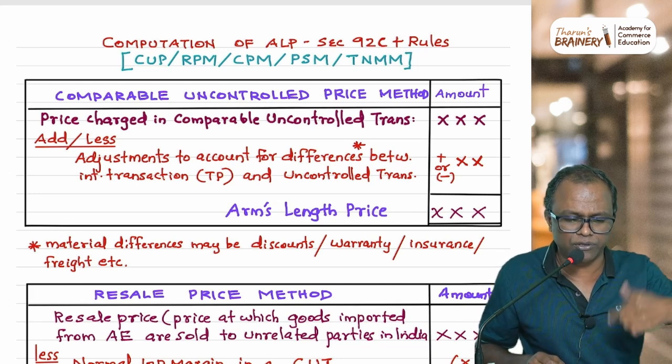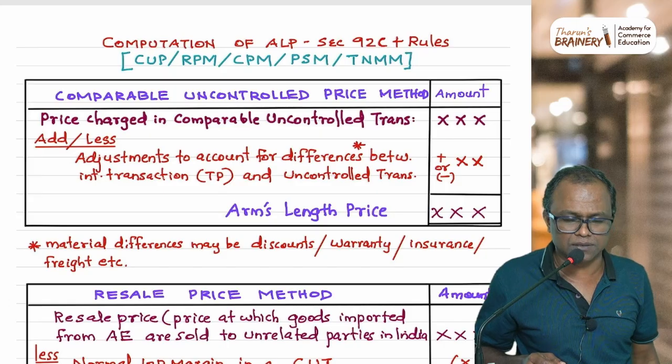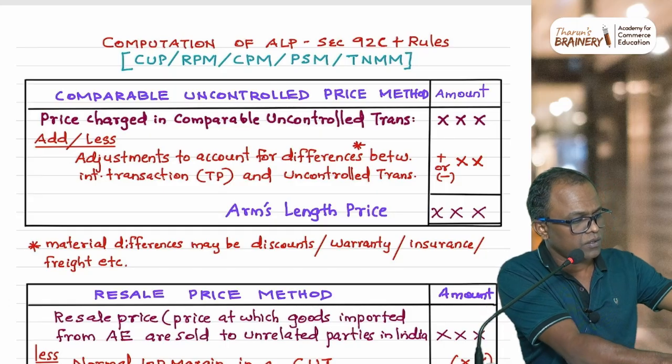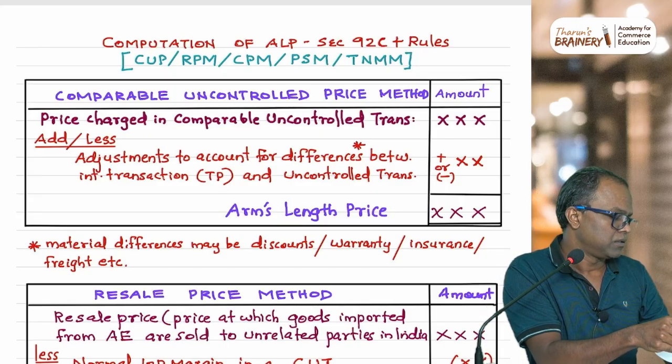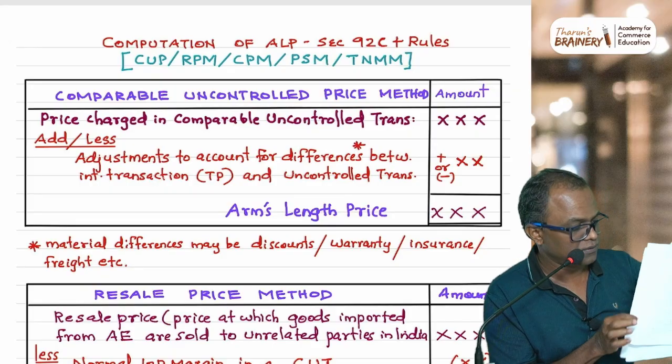Okay. We are straight away going to the comparable uncontrolled price method question. The fifth question, right?